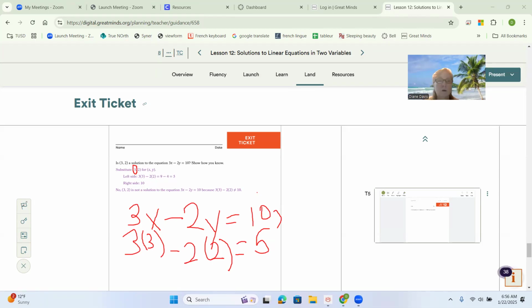Okay, so I want you to work on your exit ticket and to submit that. Complete any unfinished work as well. And that's the assignment for today.